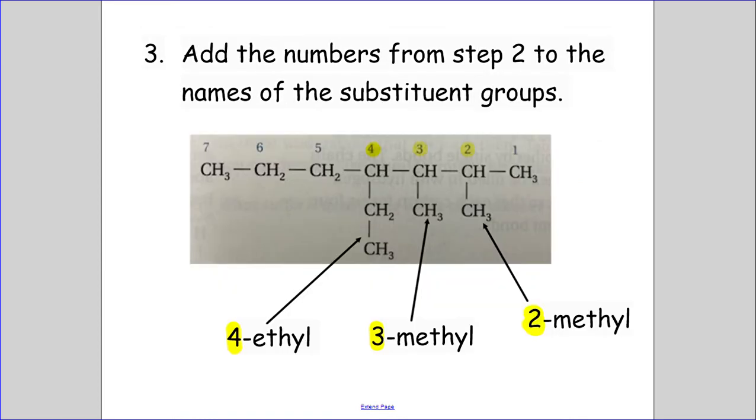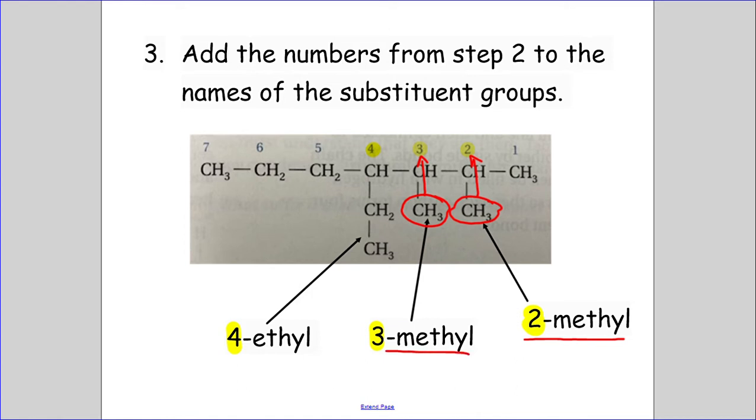Next, add the numbers from step 2 to the names of the substituent groups. So notice that in my first one here going from right to left, I have a methyl group. It's a single carbon, and it happens at 2. So that's the reason why I have 2-methyl written down. Same thing with the next one. I have a methyl group. It's happening at the 3rd carbon off the parent chain, so 3-methyl.